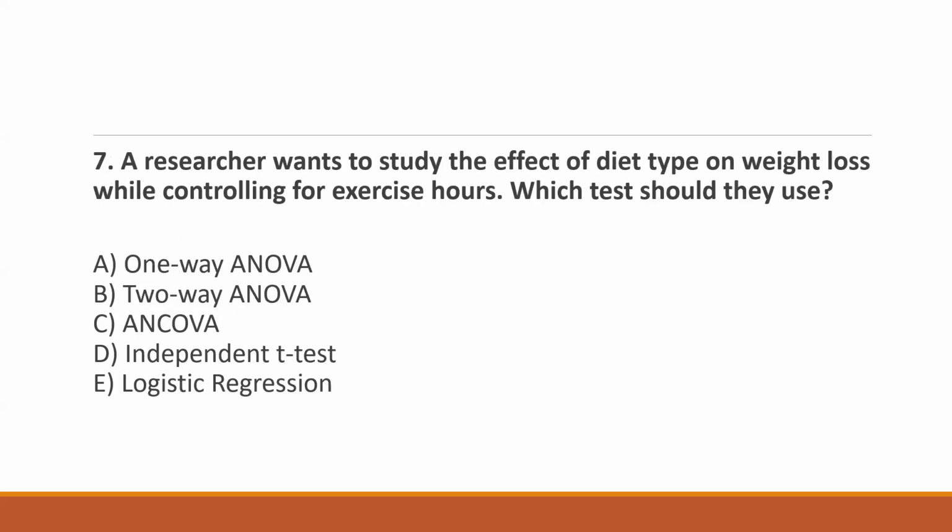Question 7: a researcher wants to study the effect of diet types on weight loss while controlling for exercise hours. Which test should they use? One-way ANOVA, two-way ANOVA, ANCOVA, independent t-test, or logistic regression? ANCOVA. Yes, we are controlling for exercise hours, so the test we will use is ANCOVA, or analysis of covariance.